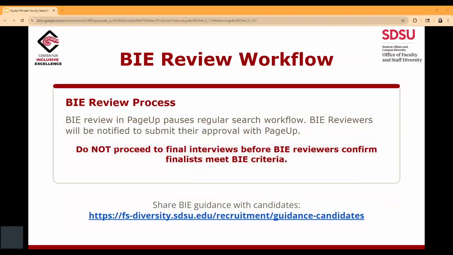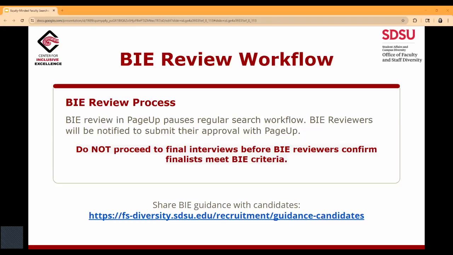I want to emphasize that once the department has decided on their finalists, meaning those that they want to bring for a campus visit, those candidates are evaluated by the BIE Review Committee. Finalists must be approved by the BIE reviewers before being invited to campus.